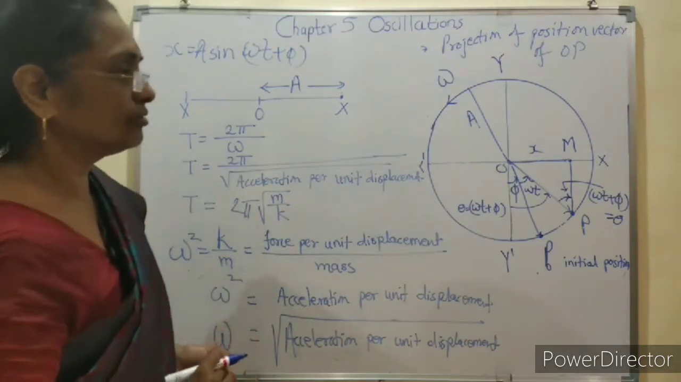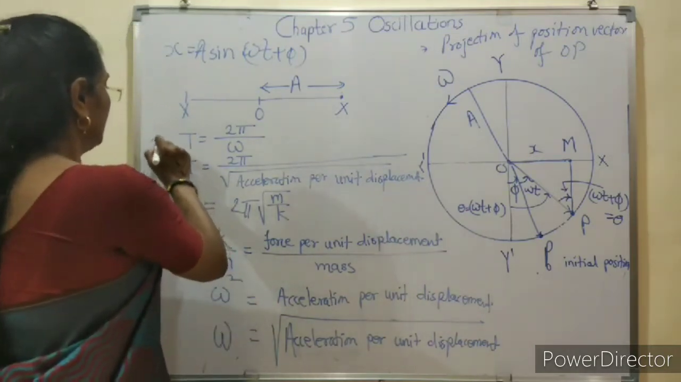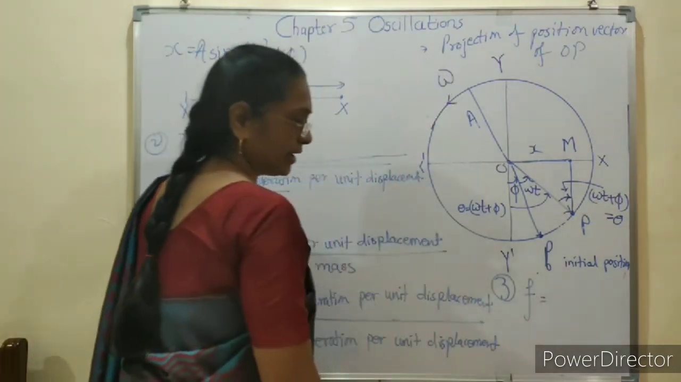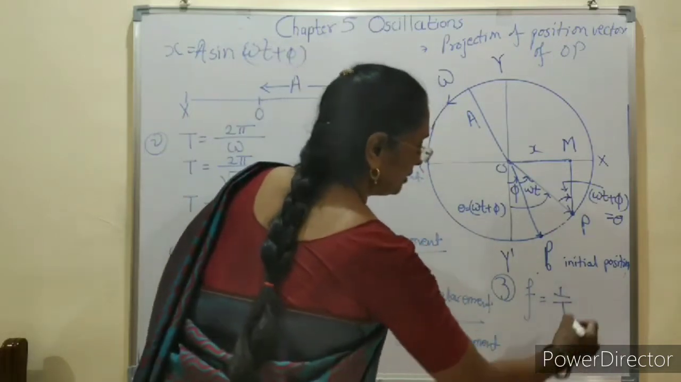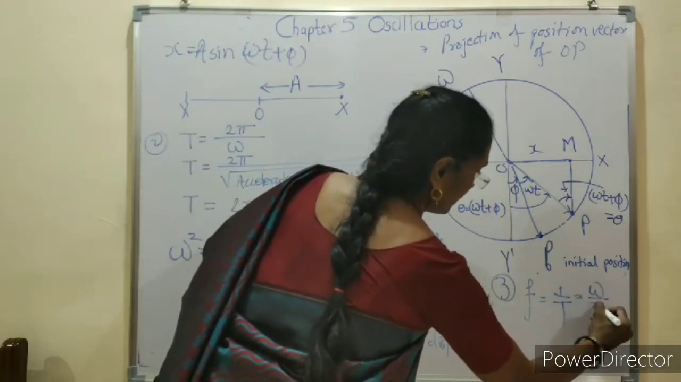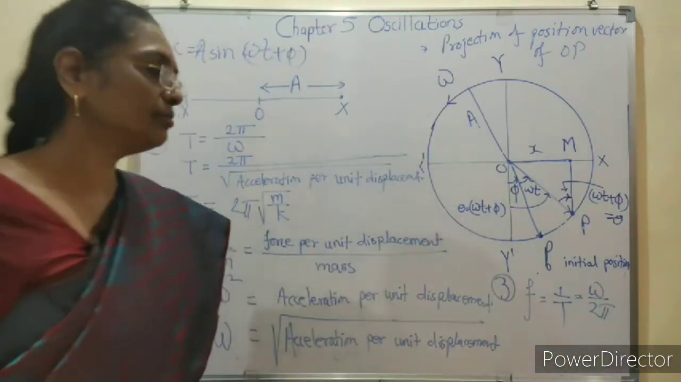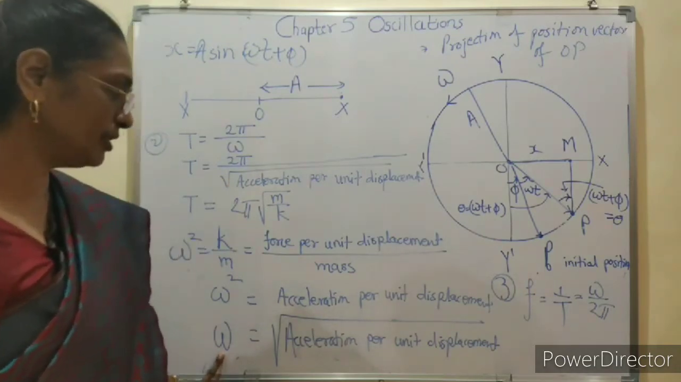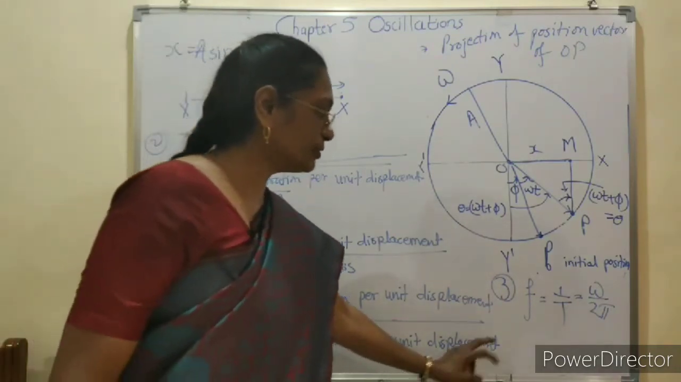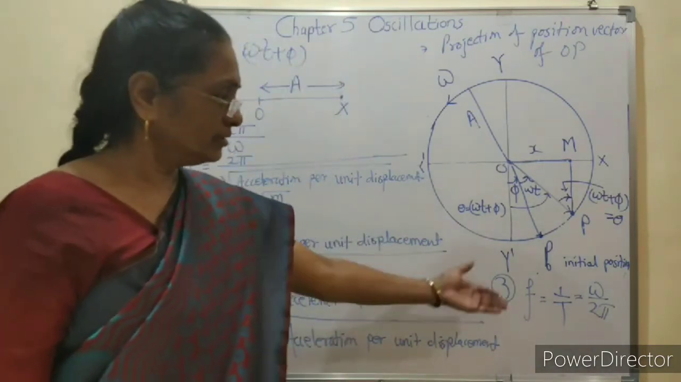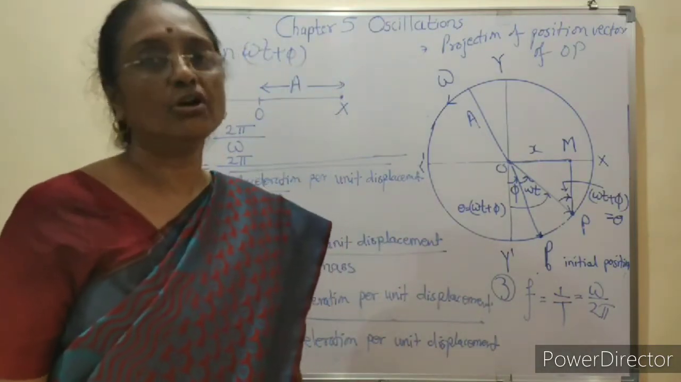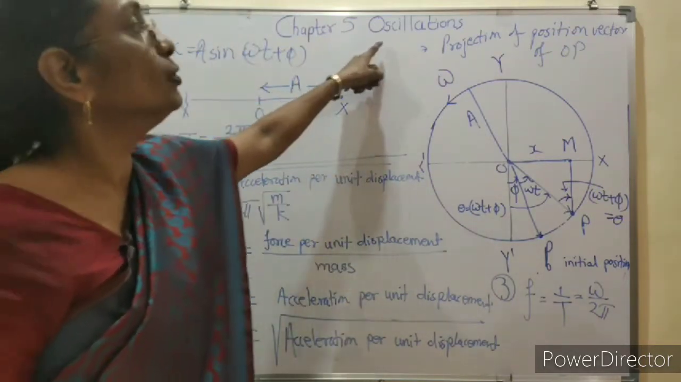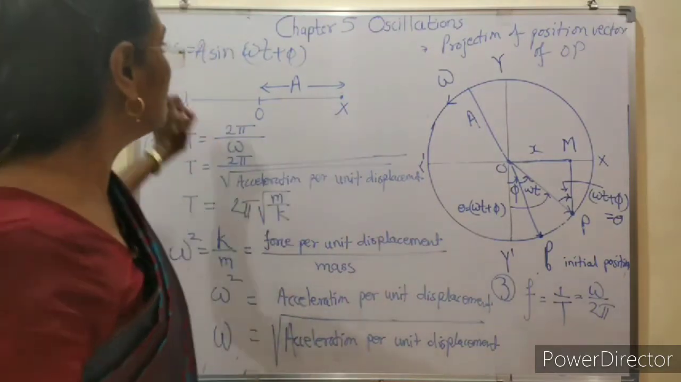Now the third relation or third quantity is frequency. Frequency can be denoted by f. It is equal to 1 upon T. It can be omega upon twice pi. This relation also can be easily written by using the omega. Frequency can be equal to under root acceleration per unit displacement upon twice pi. Its SI unit also, you know, it is the hertz. So these are terms which are related to oscillatory motion or simple harmonic motion.